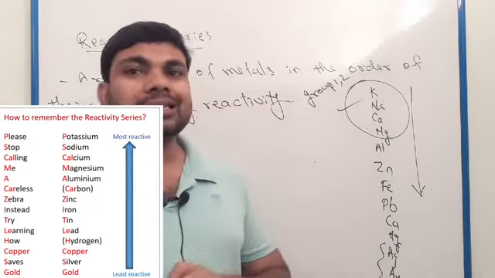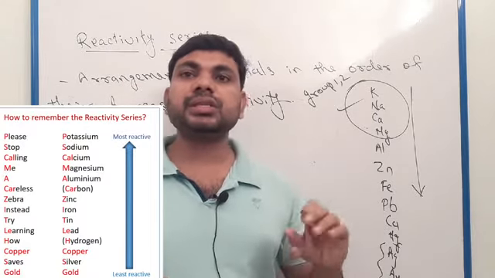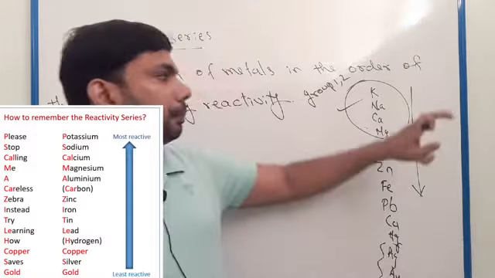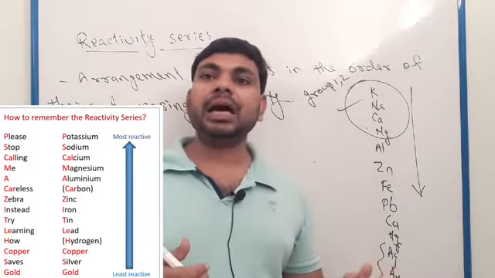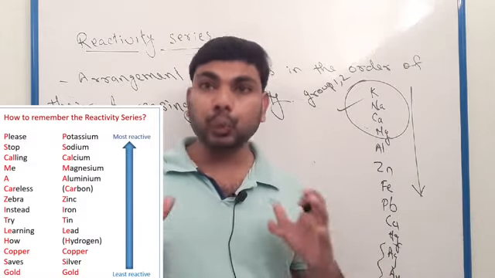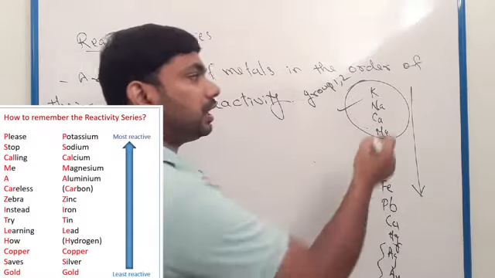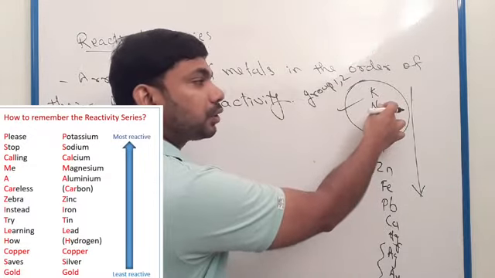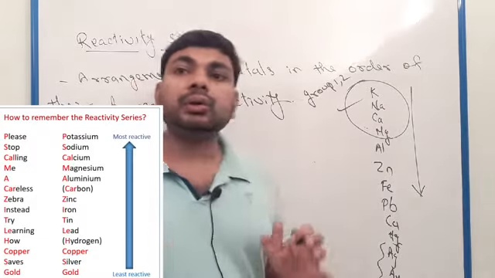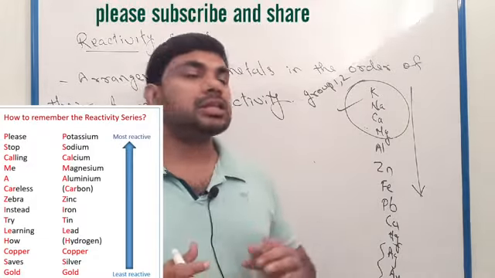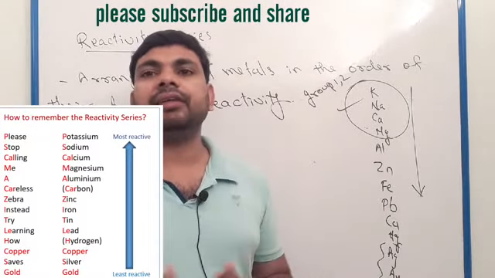Lithium, sodium, potassium, rubidium, cesium, francium, these are group 1 metals. They are highly reactive. Beryllium, magnesium, calcium, strontium, barium, these are group 2 metals. They are also highly reactive. So here potassium, sodium are group 1, calcium, magnesium are group 2. Group 1 and group 2 metals are on the top of the reactivity series and they are highly reactive.